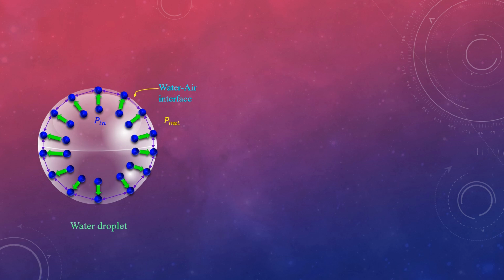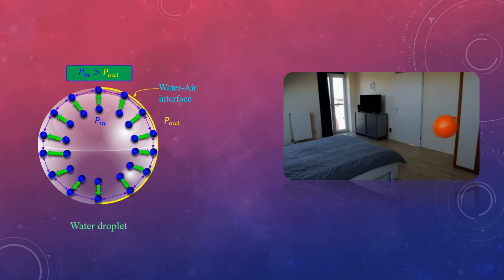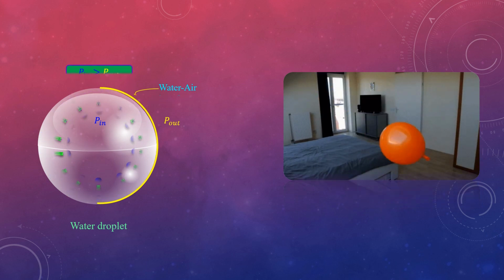A curved interface indicates a pressure difference across the interface, with pressure being higher on the concave side, or the pressure inside the droplet. Otherwise, if pressure is higher outside the droplet than inside, then the droplet will collapse. This is similar to a balloon filled with air. When air is released, the higher air pressure inside the balloon forces it to fly.